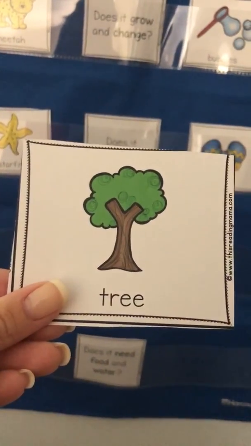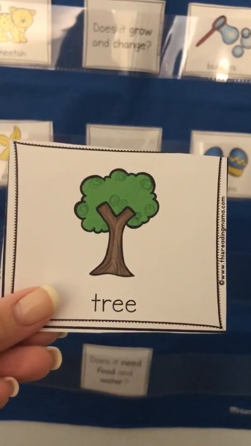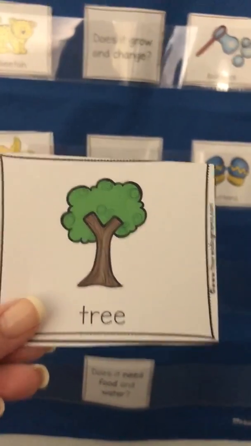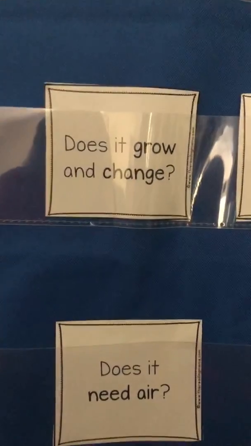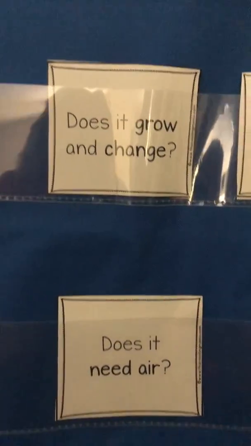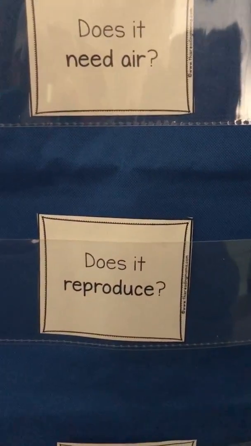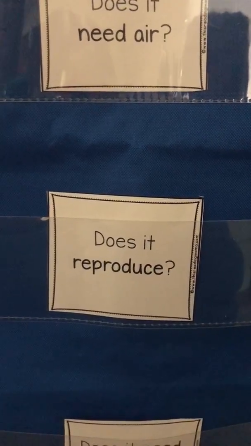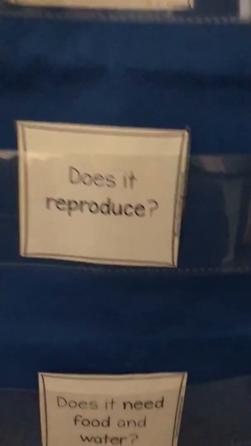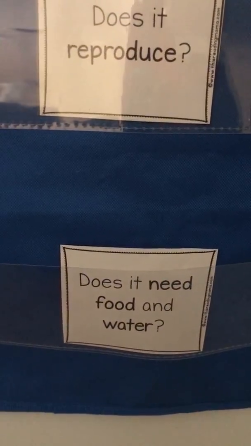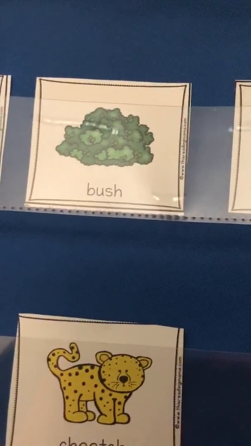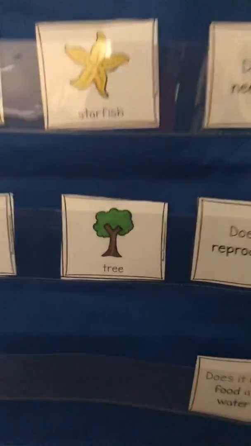I have here a tree. A tree can't really move on its own because it has roots. But trees do grow and they do change. Their leaves change colors, they fall off, they grow more. They need air to live. I'm going to read a book to you next week about trees and how they do make more baby trees. And they do need food and water. So trees, just like the cactus and the bush, they all belong to plant families, and they are living. We're going to learn a lot about plants next week.